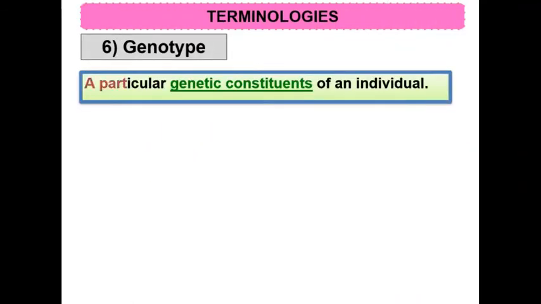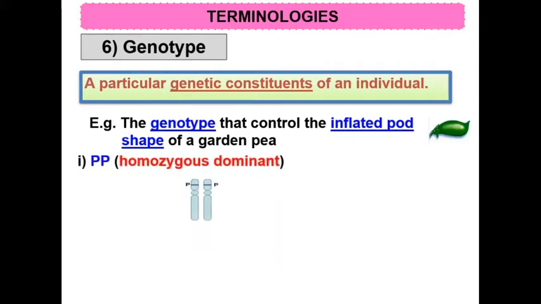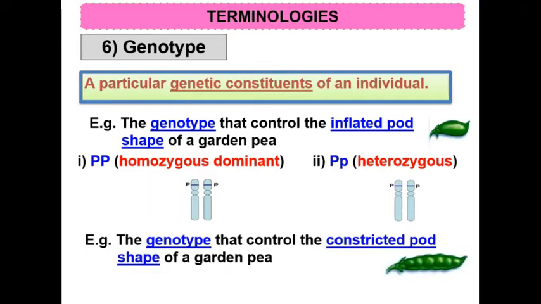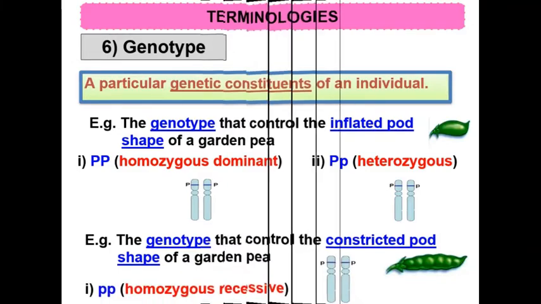Genotype. Genotype is a particular genetic constituent of an individual. Genetic constituent refers to combination of alleles. For example, there are two genotypes that control inflated pod shape of a garden pea: capital PP for homozygous dominant and capital P lowercase p for heterozygous. The genotype that controls the constricted pod shape of a garden pea is lowercase pp for homozygous recessive.